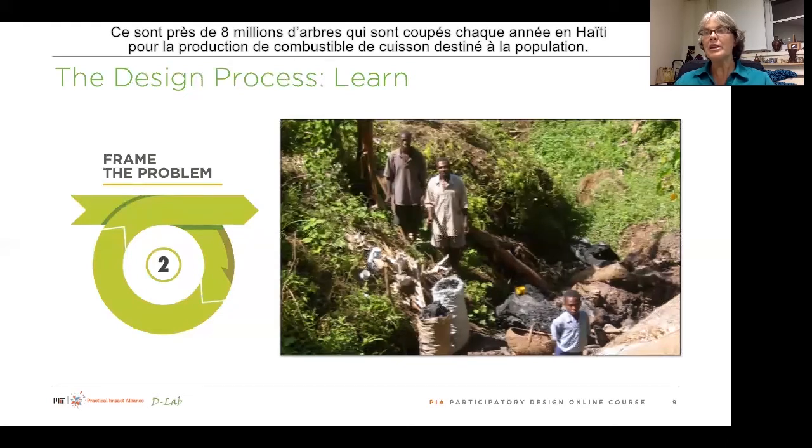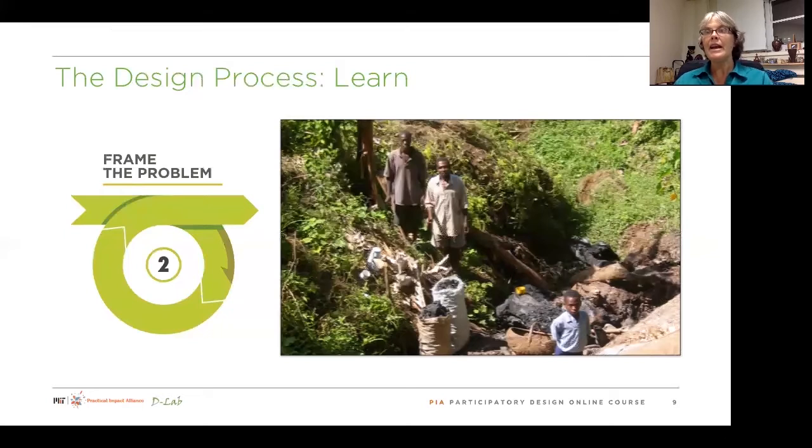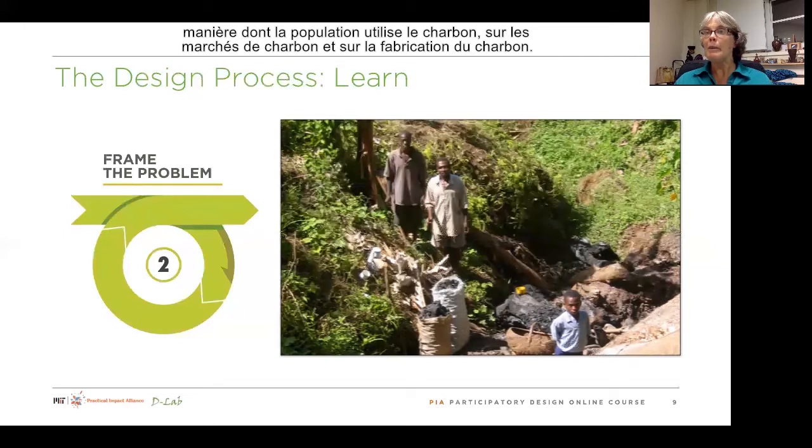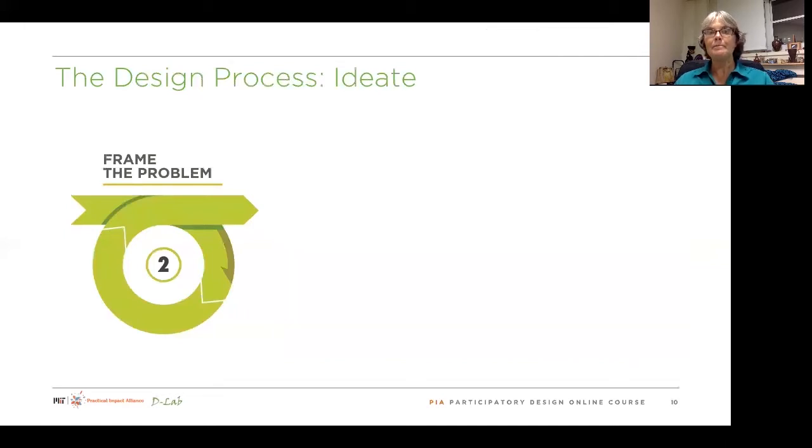Nearly 8 million trees are cut down every year to provide cooking fuel for people in Haiti. And although they understand the environmental consequences of this, there's no other real option for them in terms of affordable cooking fuels. So we set about learning as much as we could about charcoal, about the way that people use charcoal, about charcoal markets, and about how charcoal is made.